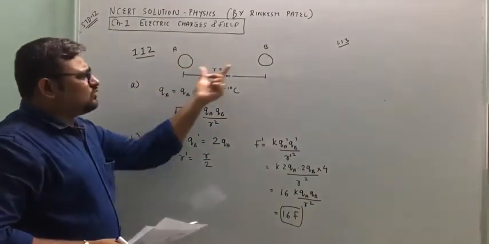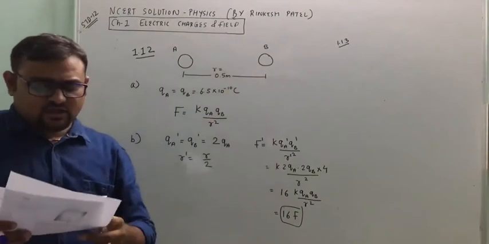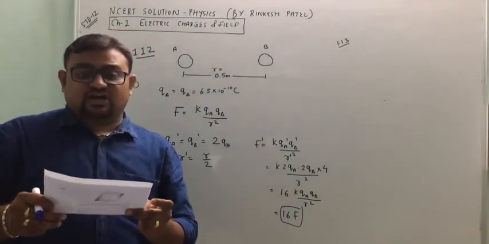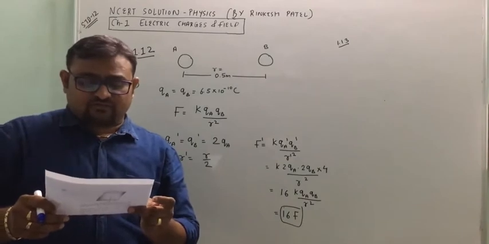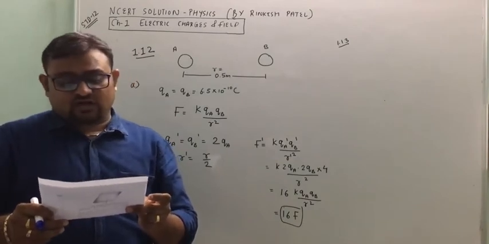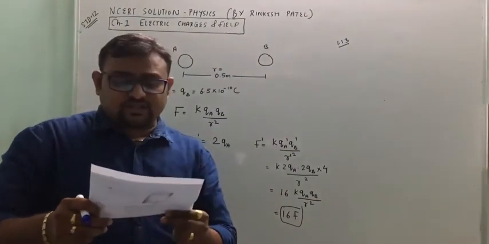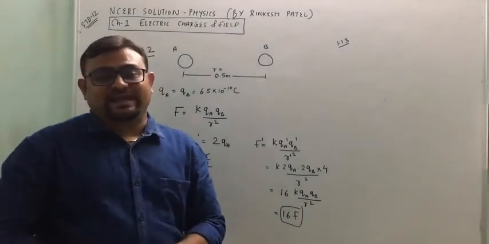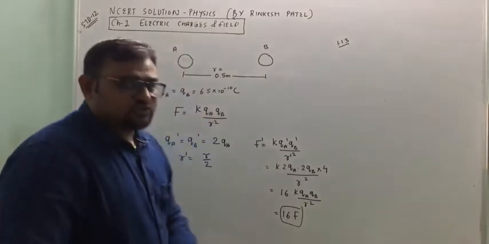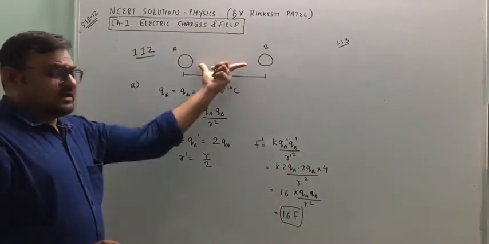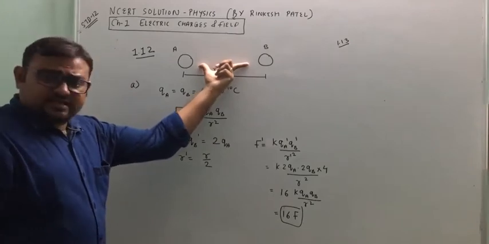Means we are taking that both the spheres are having identical size. A third sphere of same size but uncharged is brought in contact with first, then brought in contact with second, and finally removed from both. What is the new force of repulsion between A and B? So see, I am explaining the question once again. They are considering that both are having same size.